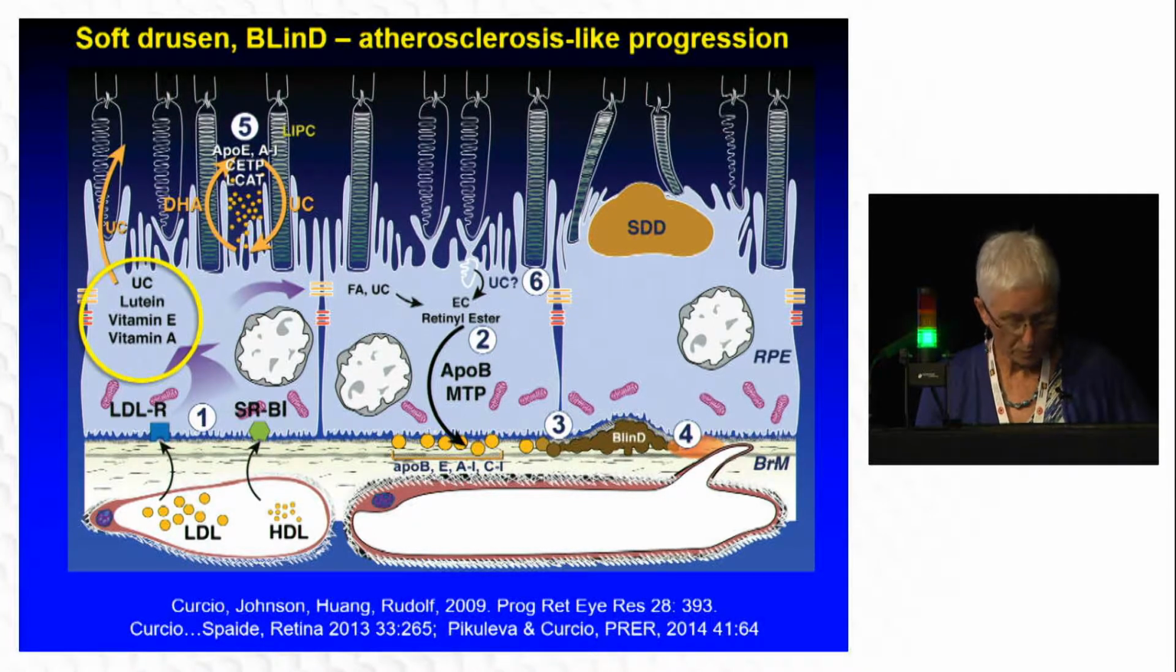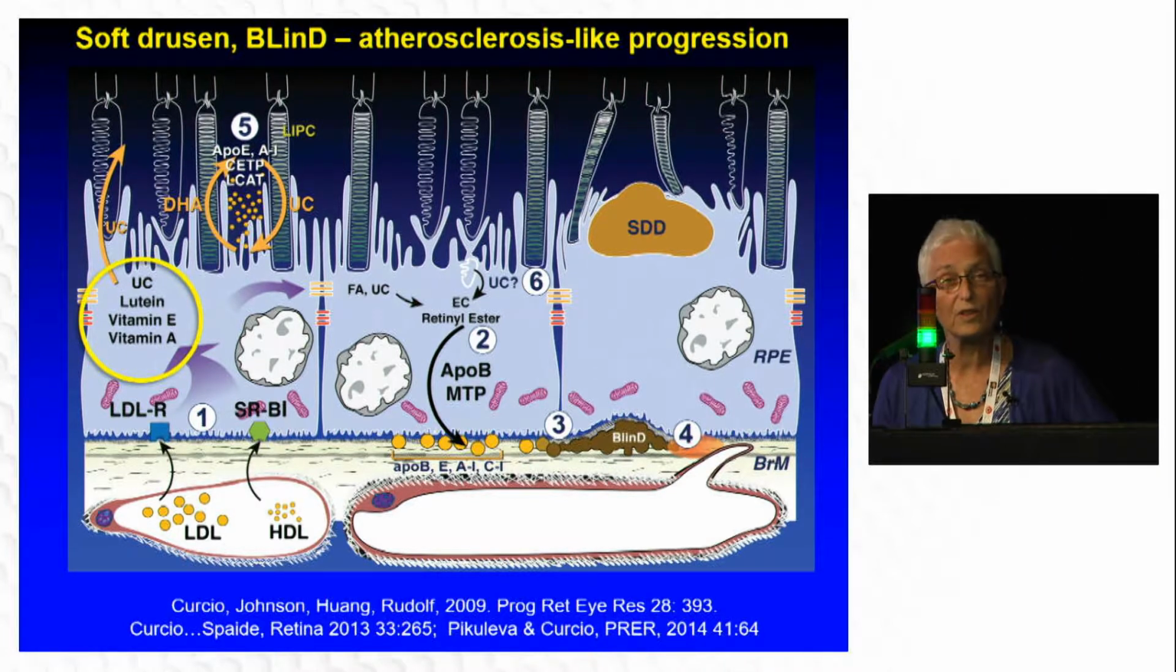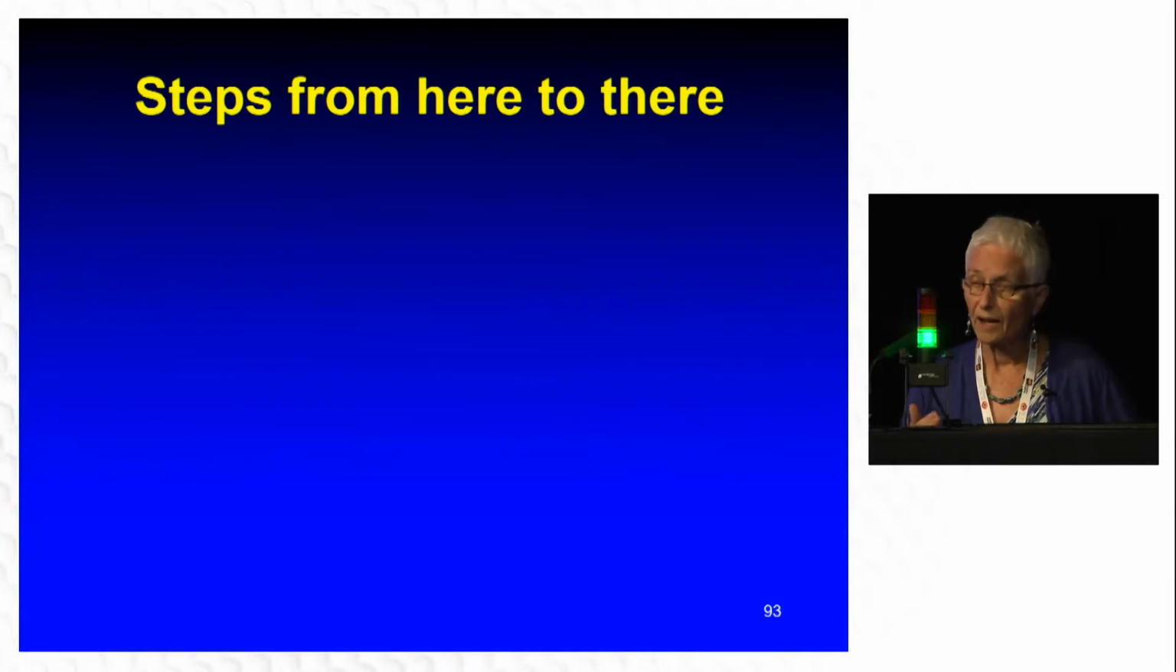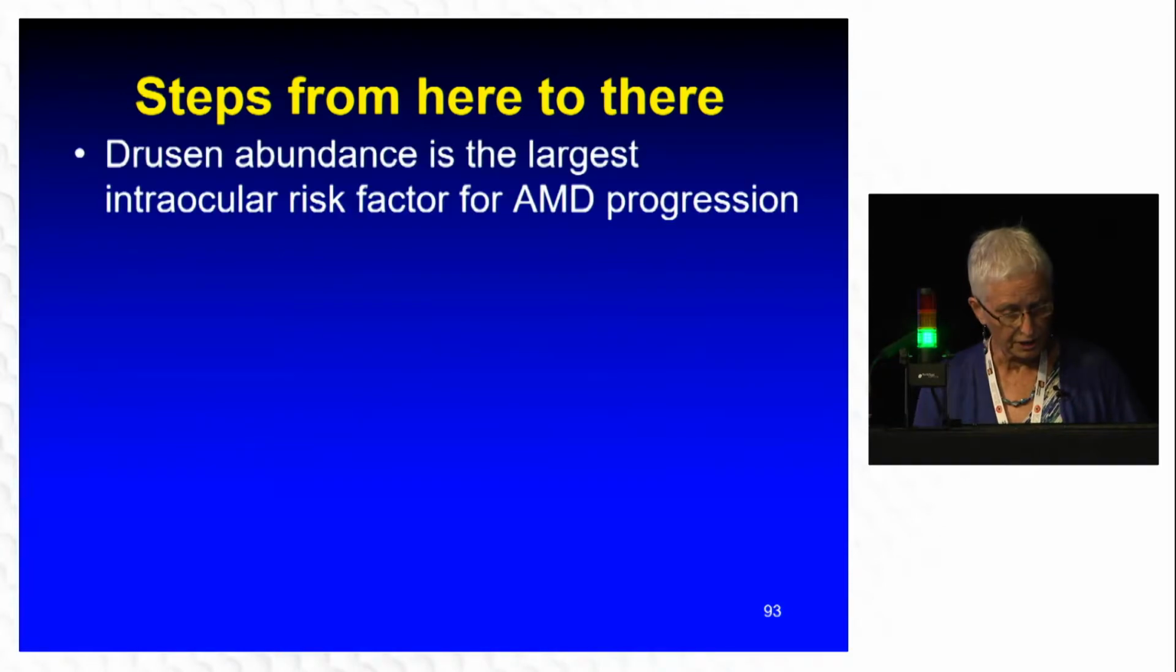And you can see some of the players, and you can see the circle over on the left, which shows some of the lipophilic essentials that are delivered by diet, including cholesterol, lutein, and vitamins E and A. So how do we get from AMD back to that biology?